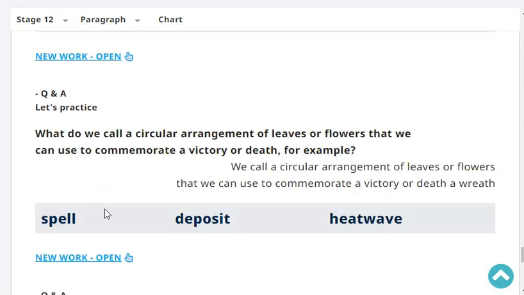Very good. What do we call a circular arrangement of leaves or flowers that we can use to commemorate a victory or death? For example, we call our circular arrangement of leaves or flowers that we can use to commemorate a victory or a death, a wreath.